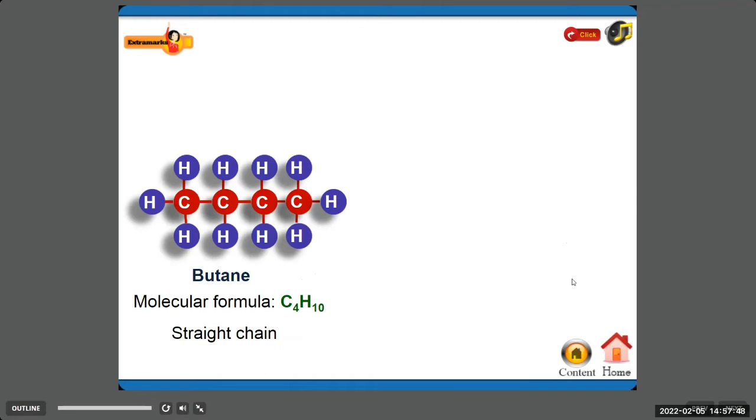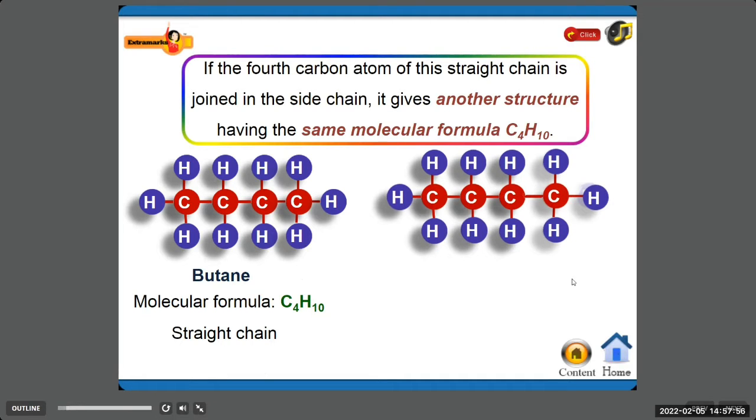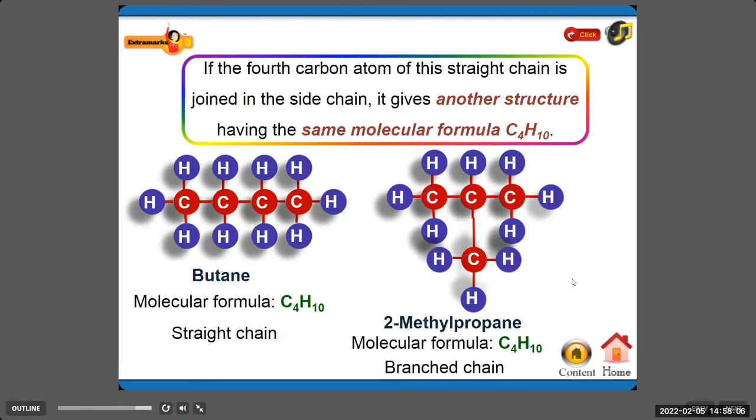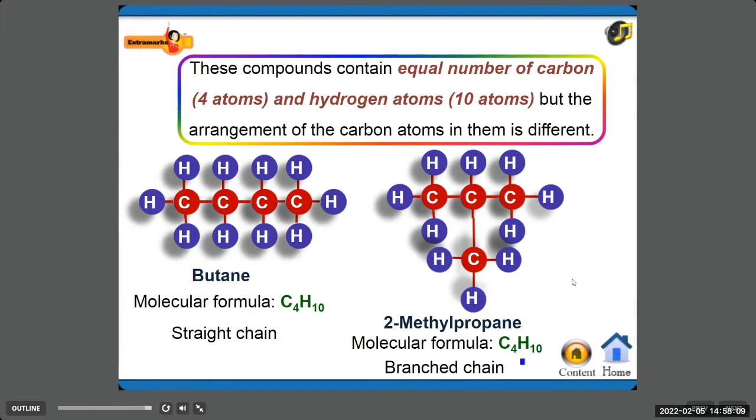Let us consider an organic compound butane having molecular formula C4H10. If the fourth carbon atom of this straight chain is joined in the side chain, it gives another structure having the same molecular formula C4H10. These compounds contain equal number of carbon and hydrogen atoms, but the arrangement of the carbon atoms in them is different.